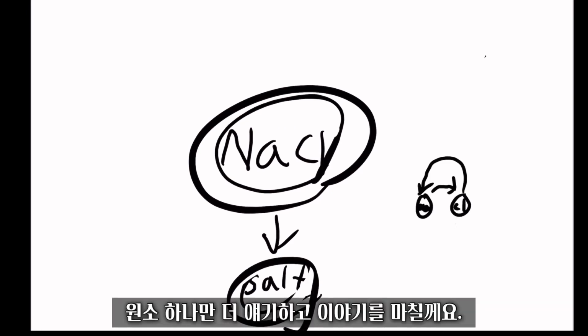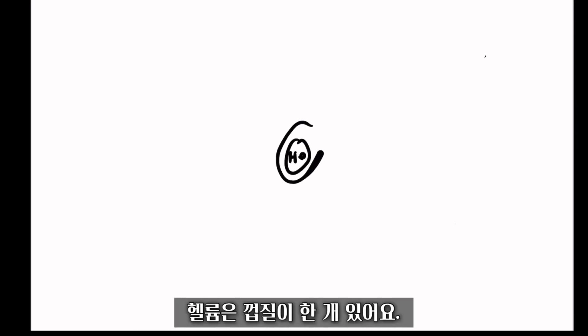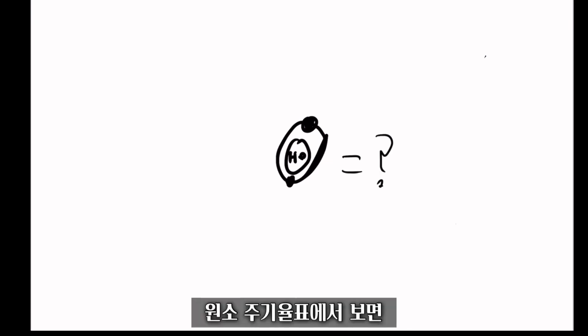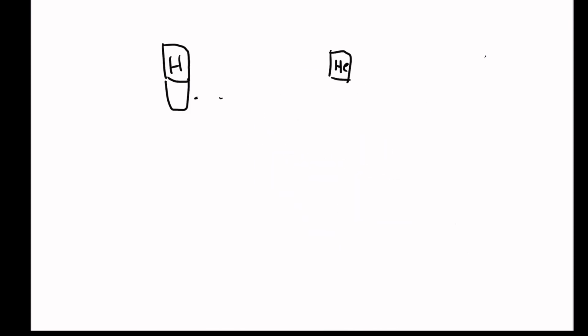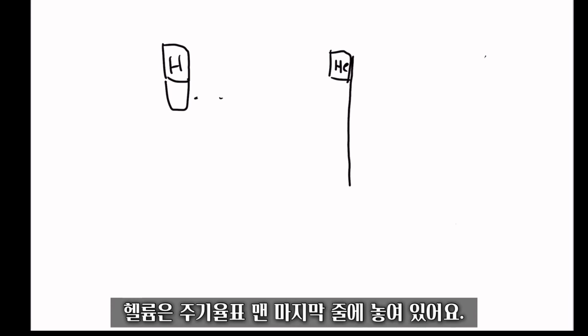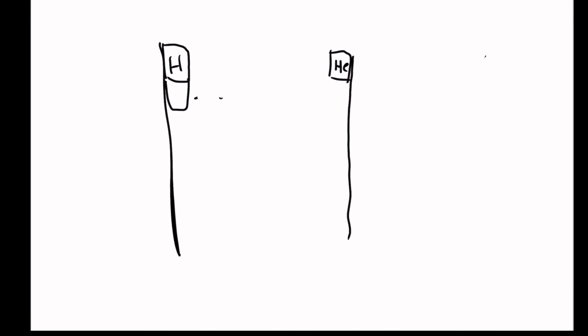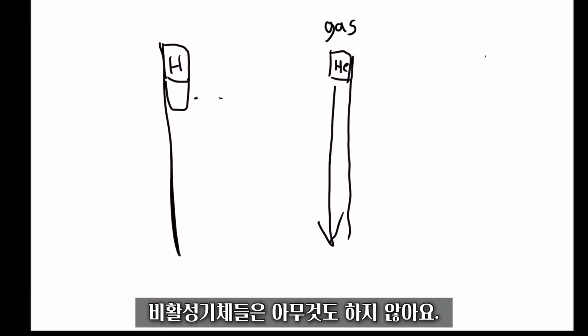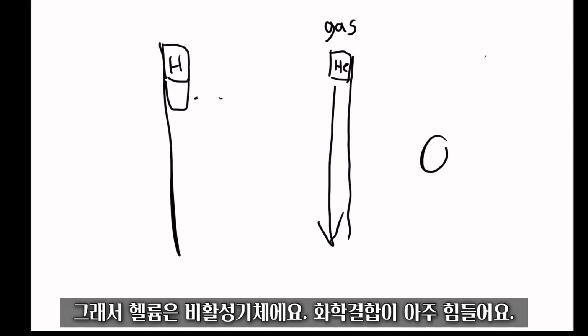Let's talk about 1 more element and we'll finish. Helium for a second. Helium has only 1 level. It has 2 electrons. As you can see in the periodic table, helium is on the end side of the periodic table. All of this side is called the noble gases. And noble gases don't do anything. They're just stable. So helium, as you can see, reacts with none.